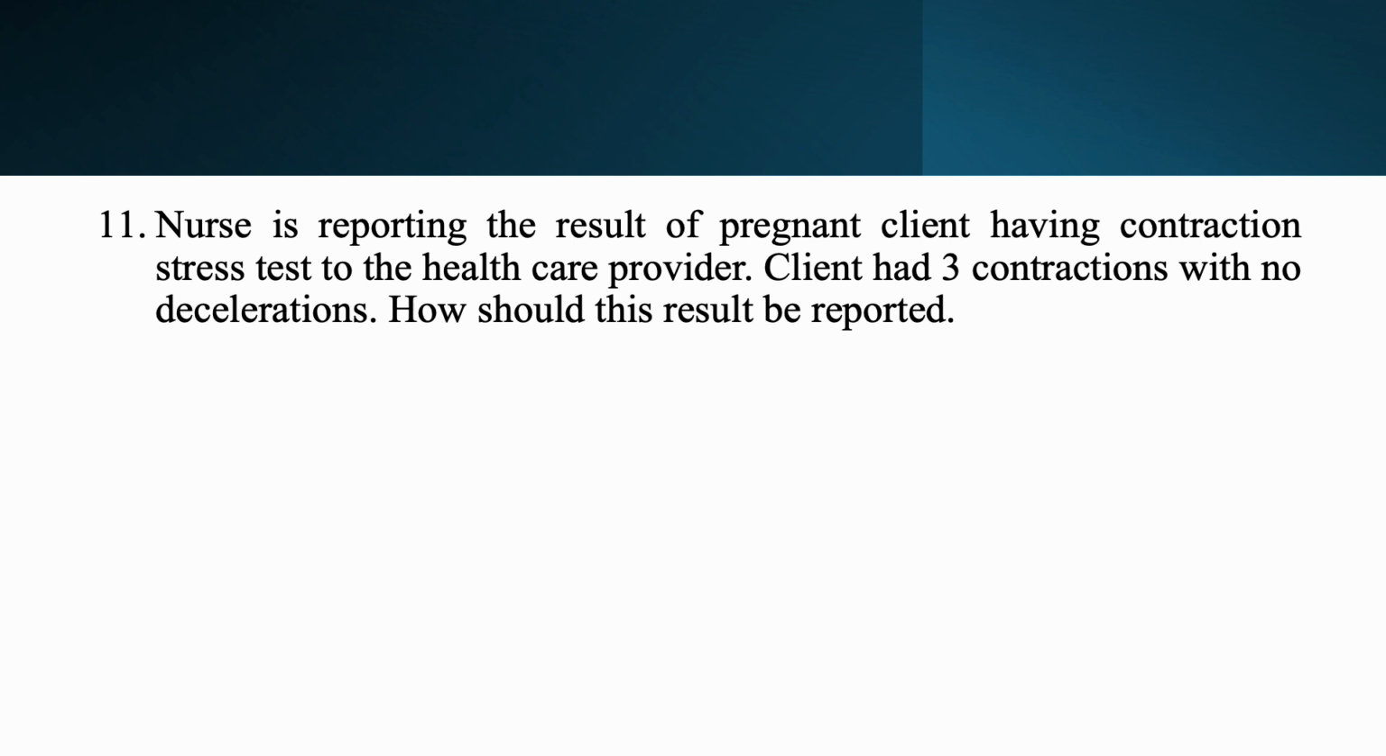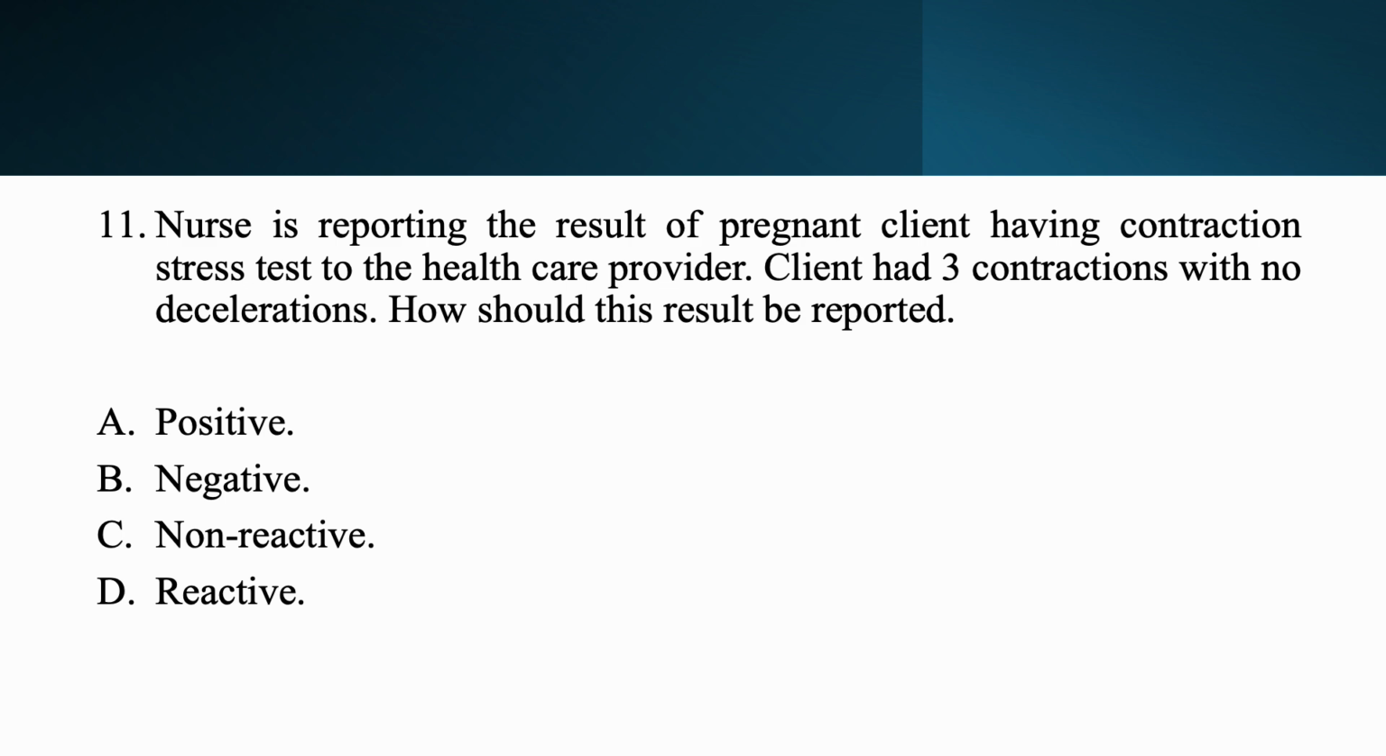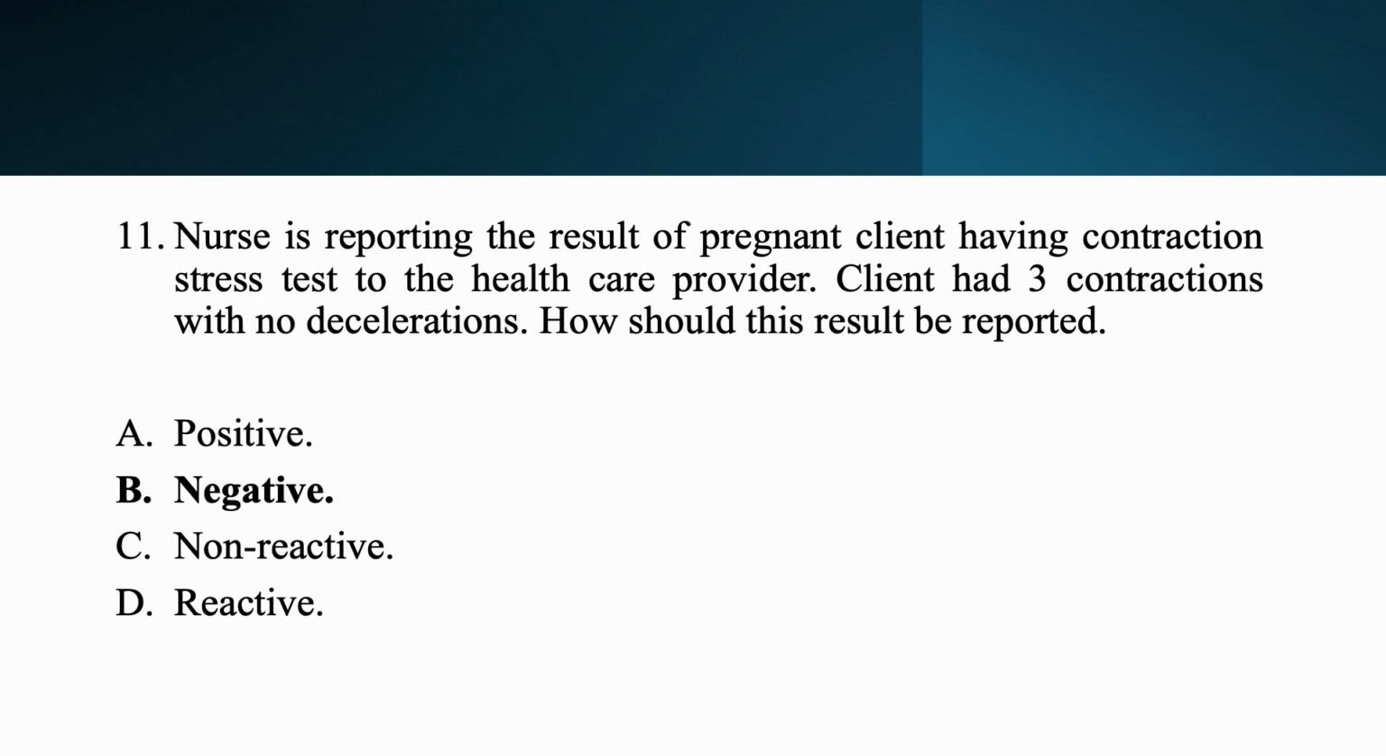Client had 3 contractions with no decelerations. How should this result be reported? Option A, positive. Option B, negative. Option C, non-reactive. Option D, reactive. The correct answer is option B, negative.